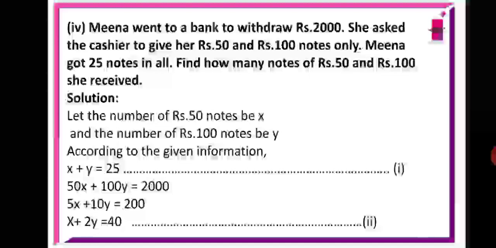If you use the elimination method, you can subtract the first equation from the second equation. You will get y equal to 15. Substitute y equal to 15 in the first equation, then x will be 10. So there are 10 fifty-rupee notes and 15 hundred-rupee notes. If you check, 500 plus 1500 gives you 2000.